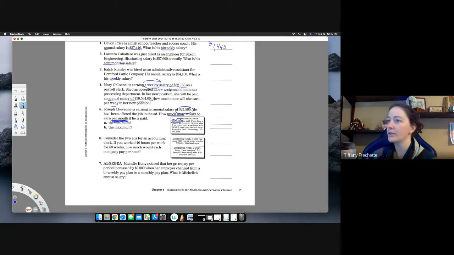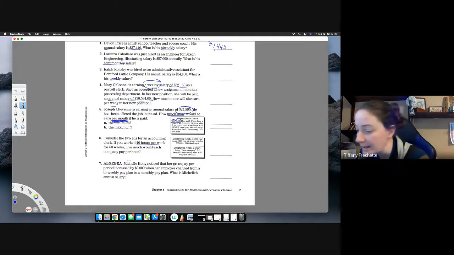Okay, I did have a note on this one I wanted to cover really quick. So considering the two ads for an accounting clerk, if you worked 40 hours per week for 50 weeks, how much would each company pay per hour? So I know there's 52 weeks in a year, and this has confused some students before, so I put a little note on it. Think of it like it means that there's 2 weeks of vacation or 2 weeks that you're not being paid for. You're being paid for the 50 weeks. So that's all that means. Is that your payment is based off of the 50 weeks. So you'd want to calculate how many hours would you have worked in the 50 weeks.